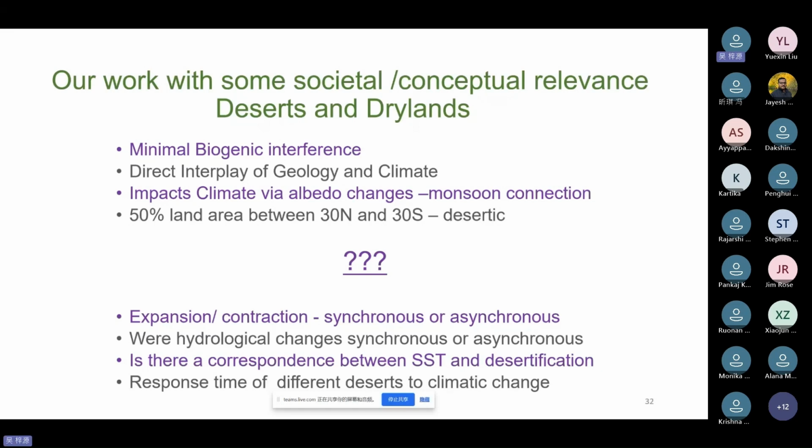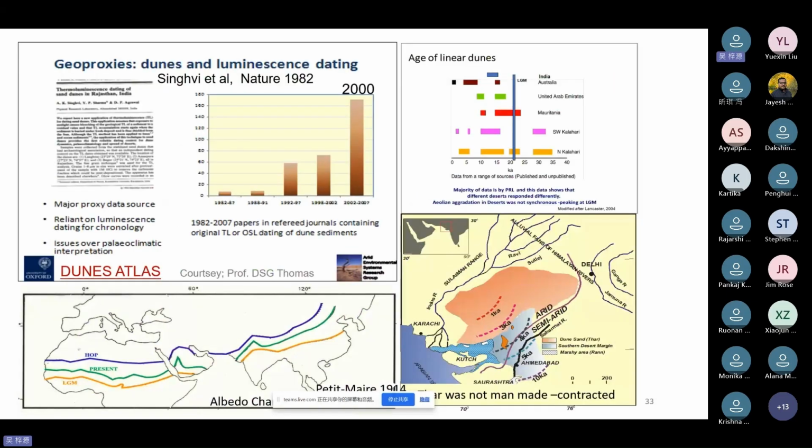So the questions we were seeking to understand are: was the expansion or contraction of deserts synchronous or asynchronous, which in turn implies albedo changes? Hydrological changes, were they synchronous or asynchronous? Correspondence between sea surface temperature and desertification, and the response time of different deserts. The groups at Oxford, especially led by Dave Thomas, and Nick Lancaster in America, have done a great job in taking this field further. Mark Bateman and many others too. We were fortunate to be the first to show that we can date desert sands. This was way back in 1982.